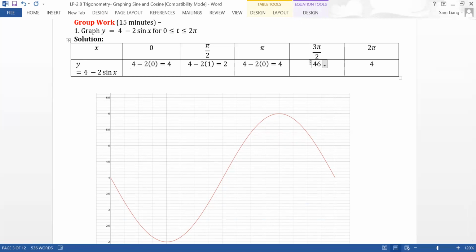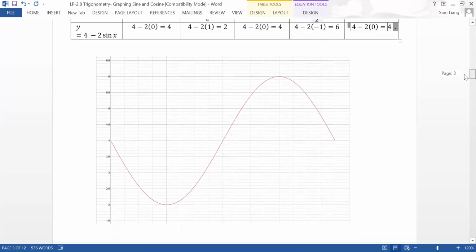And then next we have 4 minus 2 times sine of 3 pi over 2, which we know is -1. So that'll come out to 4 plus 2, which is 6. And then next we have 4 minus 2 sine of 2 pi. Sine of 2 pi is 0, so that'll just be 4 minus 0, which is 4.